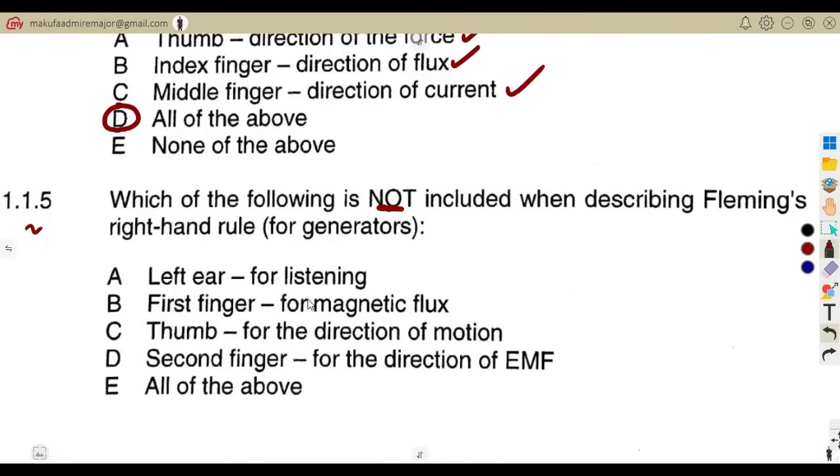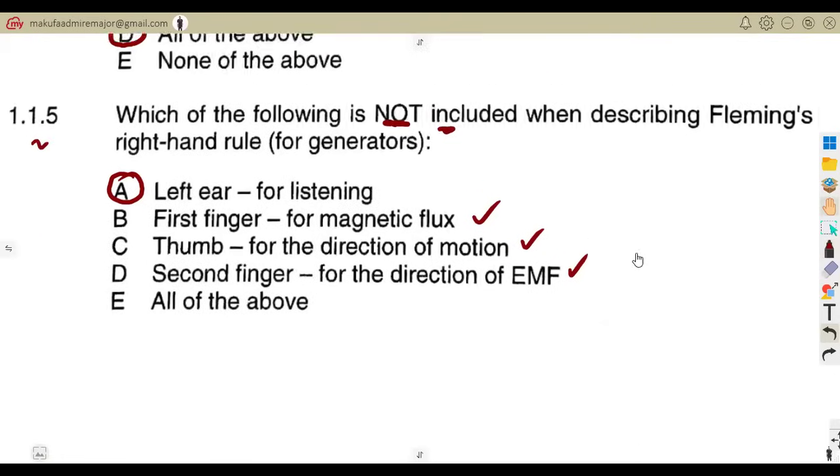The left ear for listening. Guys, we're talking of the right hand rule and we're talking of the left ear. What does it have to do with the hand? So this is not part of our answer. The first finger, the thumb, the second finger, they're talking of that right hand. So this part is actually true. It's included. Which one is not included? The left ear for listening. Do we need that, guys? No. We do not even need that. So that was the part which is not included.